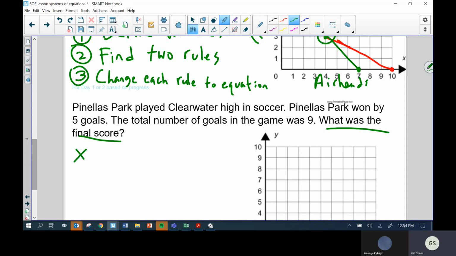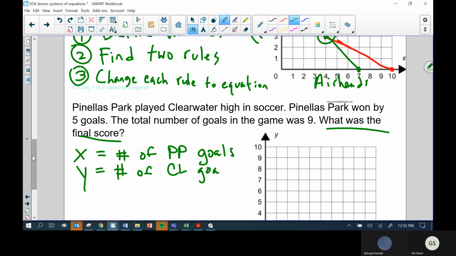And it doesn't matter. I don't tell you anything that will tell you make X this school, make Y that school. So you can make whoever you want X. So I'm going to do X as Pinellas Park. If you wanted to do Y as this, you could have. X is the number of Pinellas Park goals. Y is the number of Clearwater goals. That's the unknown. That's your first starting point in every word problem.